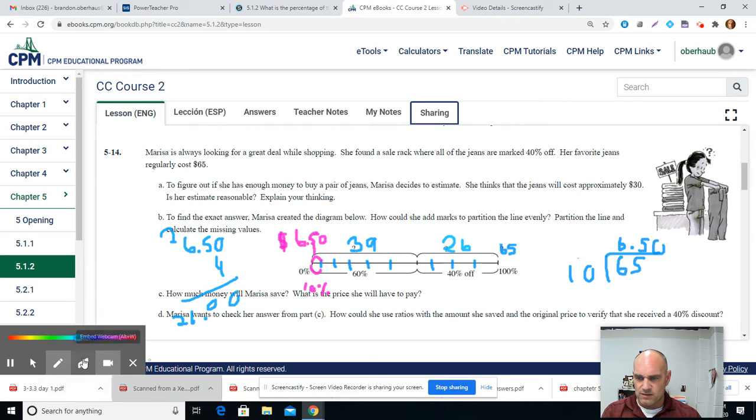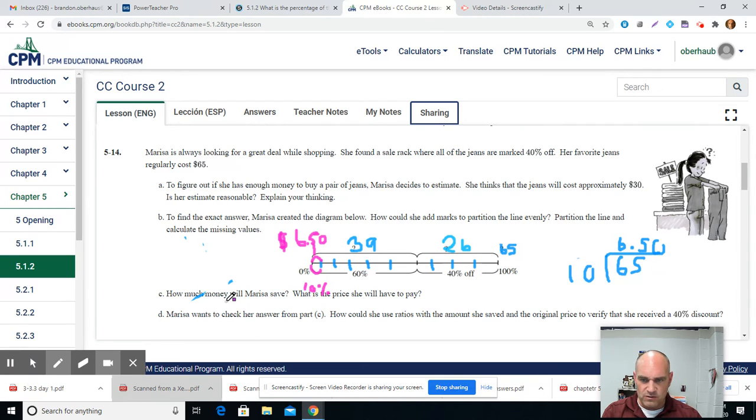So now we want to know this. How much money will Marissa save? Well, her savings is going to be the 40% because they're 40% off. So she's going to save $26. And what is the price that she's going to pay? She's going to pay this amount. That's the rest of it, which is going to be $39. All right, so that's how we can set this up and figure out what to do. The key to this is breaking it up into 10 equal pieces so that we could do our 60% and our 40%.